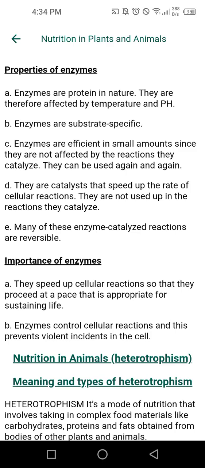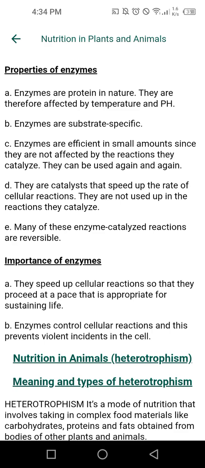B. Enzymes are substrate specific. C. Enzymes are efficient in small amounts since they are not affected by the reactions they catalyze. They can be used again and again. D. They are catalysts that speed up the rate of cellular reactions. They are not used up in the reactions they catalyze. E. Many of these enzyme-catalyzed reactions are reversible.